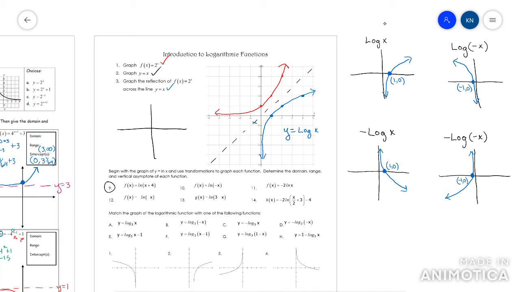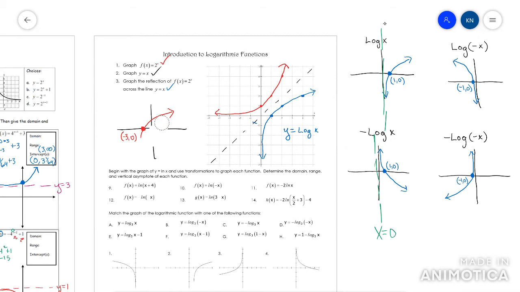Okay, number 9. It's a normal ln, which is basically just log base e. So it takes these shapes. So it's a positive log. So it's going to look something like this. And that x plus 4 just means it shifted to the left 4. So it still has this general shape. It's just since it went left 4, now it's got an x-intercept at (-3, 0). So that's this first one, number 9. And by the way, these log functions, they have vertical asymptotes. So like by default, this vertical asymptote, it's at x equals 0.